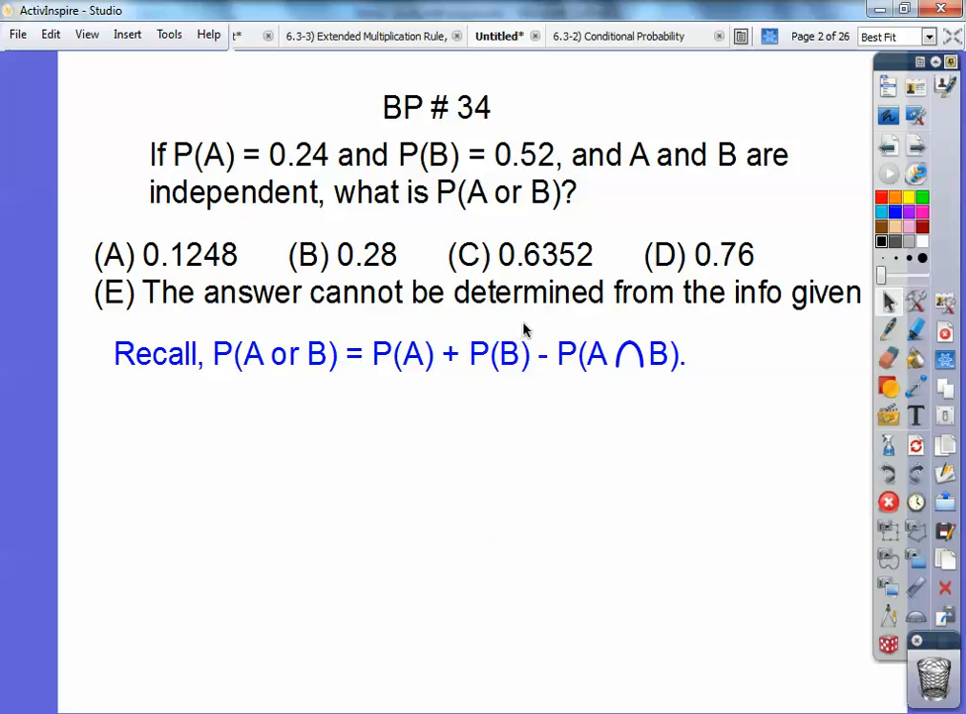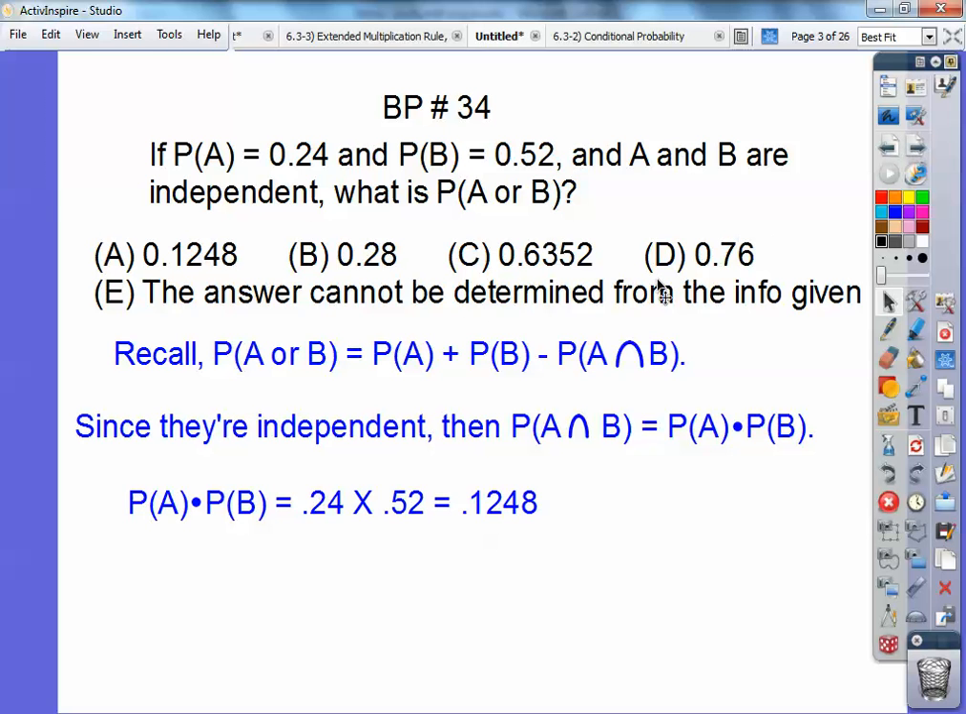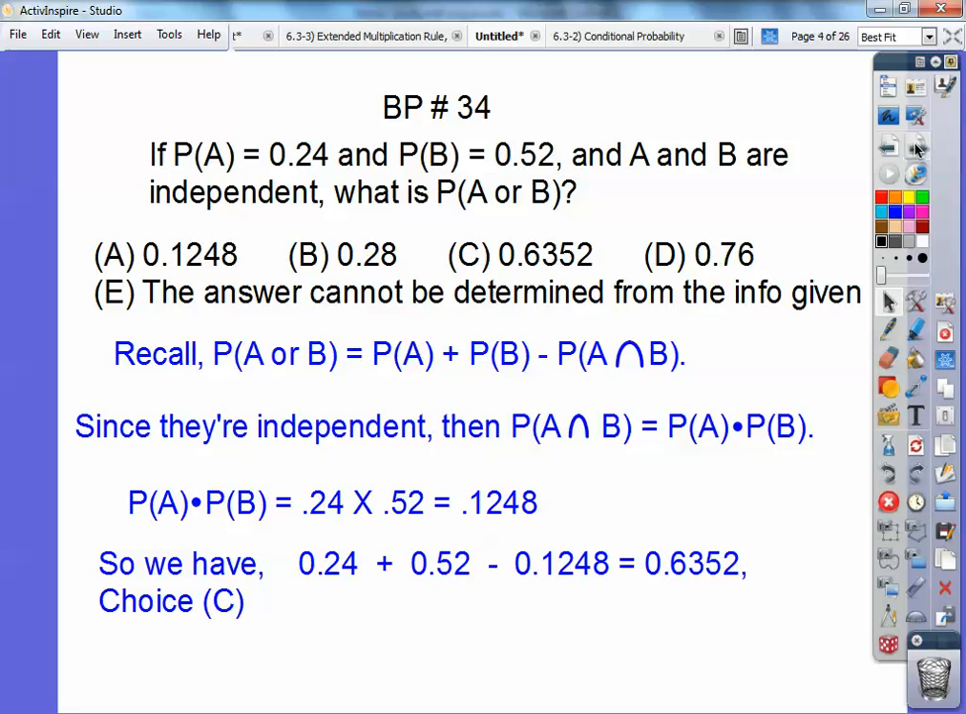All right, now the key thing is they say they're independent right here. So if they're independent, then we use the multiplication rule for the intersection of the two. So the probability of A and B is the probability of A times the probability of B. When you multiply those two together, you get 0.1248. So that's the missing part right there. You've got to take off that 0.1248. So you're going to have the addition of 0.24 plus the 0.52 minus the 0.1248, and you get choice C.